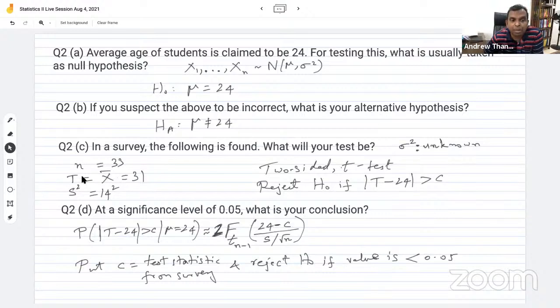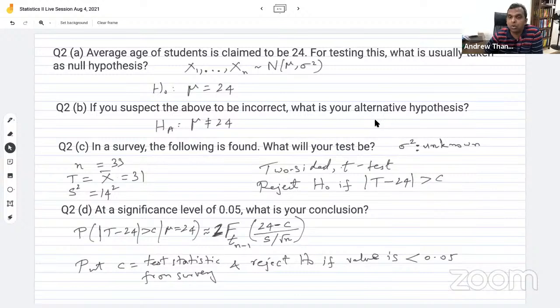So I get my sample mean and compute mod T minus 24, and compare it to some critical value. If it's greater than some critical value, I'm going to reject the null hypothesis, right? My T should not be too far away from 24. But now, how do I measure the statistical significance of these sorts of things?